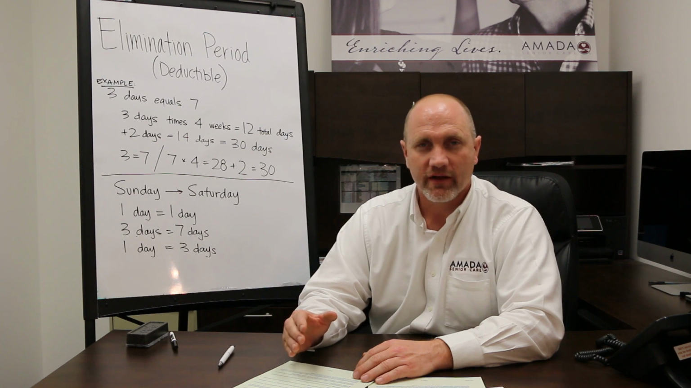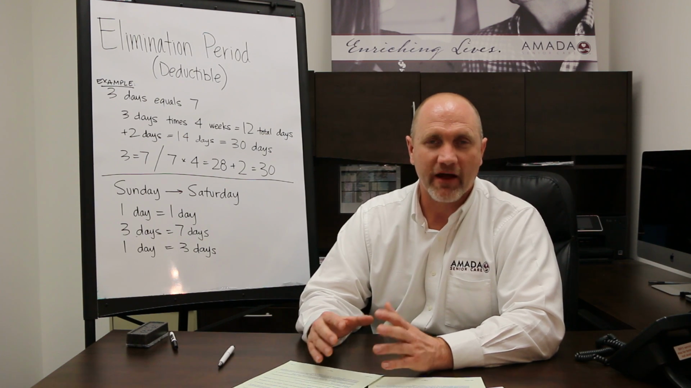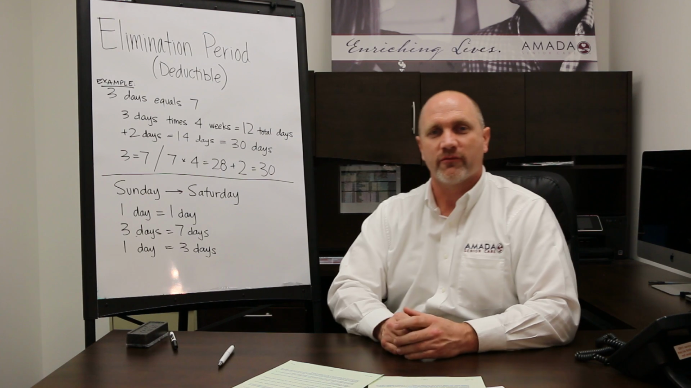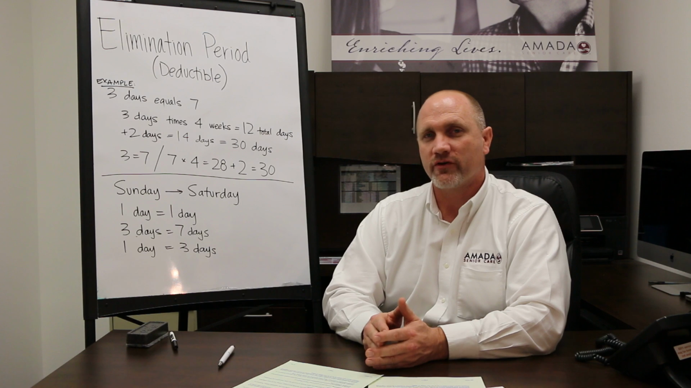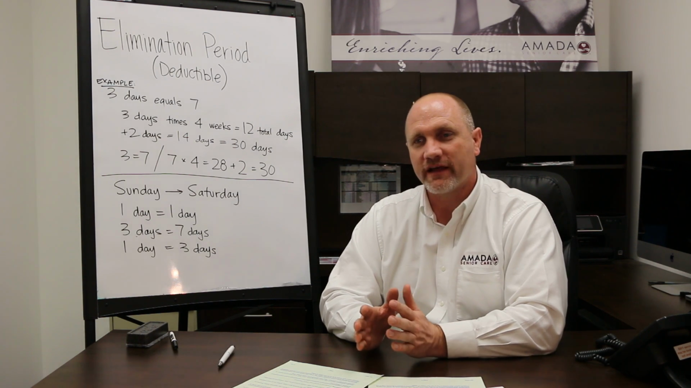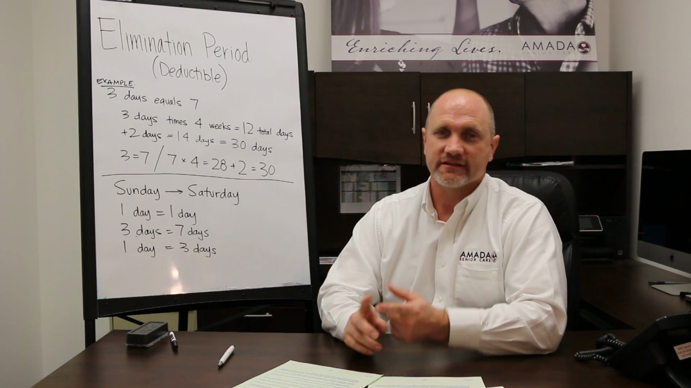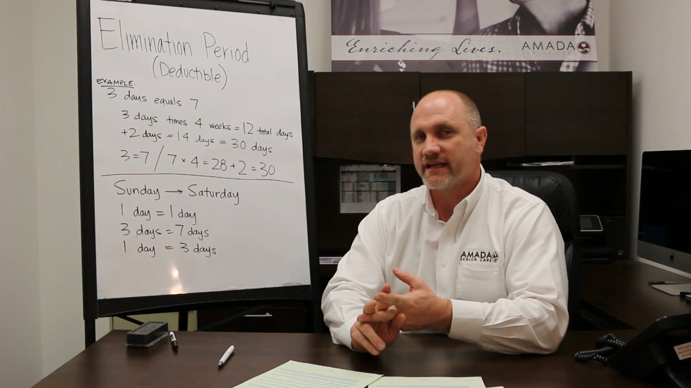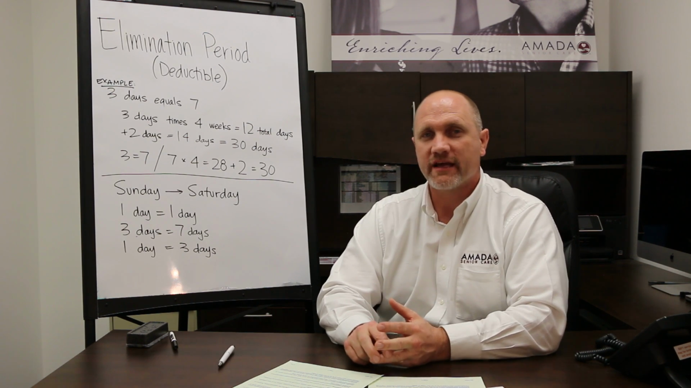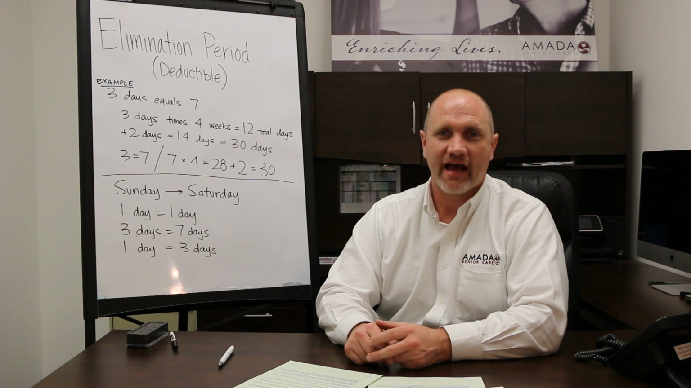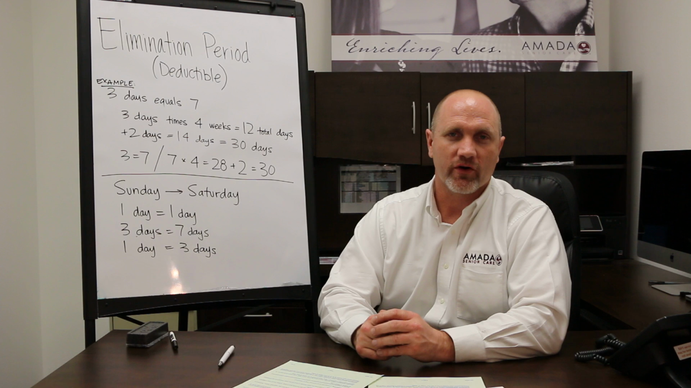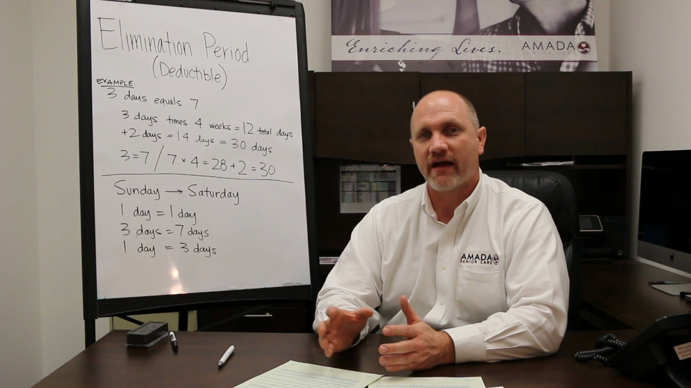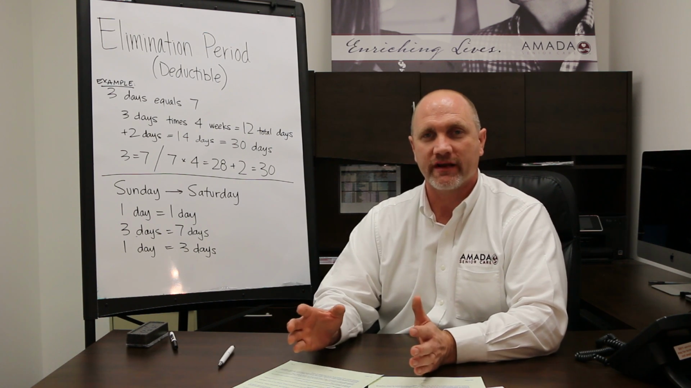So in summary, the elimination period is the amount of money that you must pay out of your pocket before the policy begins to pay for benefits. It's important to know how the elimination period is determined. Is it day for day, 3 days equals 7, or 1 day equals 3? Does it have to be met only one time, or does it have to be met for every event that you have outside of a 180-day period of time?